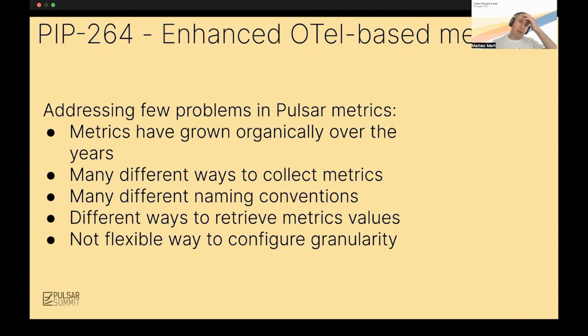The idea here is that the metrics have been growing organically over many years in Pulsar. We have many ways to measure the counters, the rates, and many different naming conventions. It becomes very difficult to understand what each metric means. We also have different ways to expose metrics, like through JSON and through Prometheus. And in some cases, it is not very efficient to take a lot of metrics out.